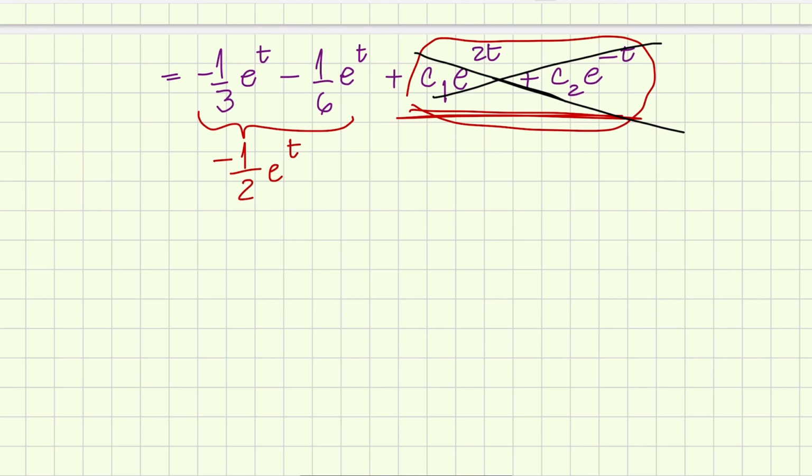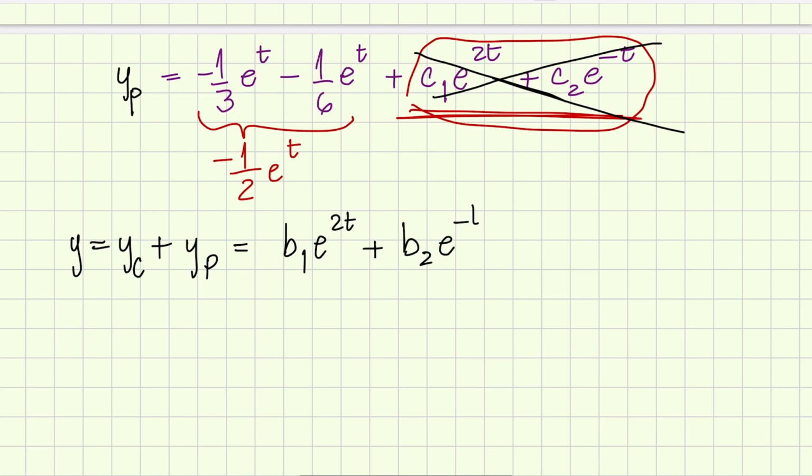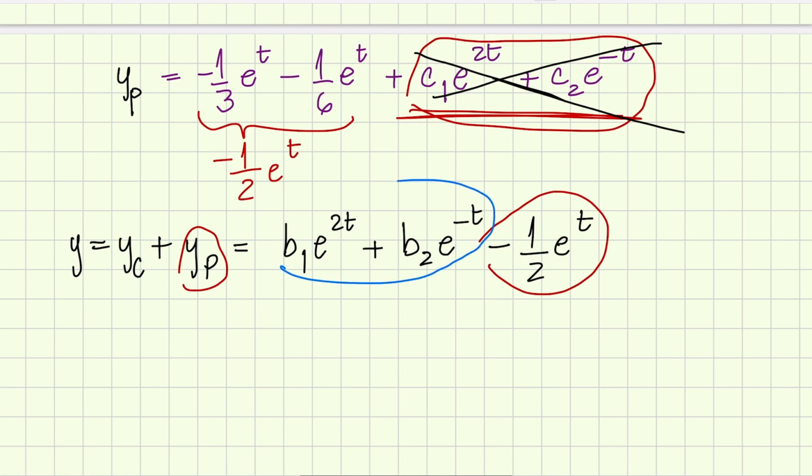So we have our particular solution and we have our complementary solution. We can write our general solution, which is b1 e to the power 2t plus b2 e to the power negative t minus half e to the power t. This is from here, and these are from here, and basically the added effect of these as well.